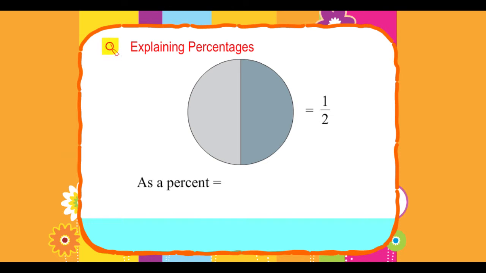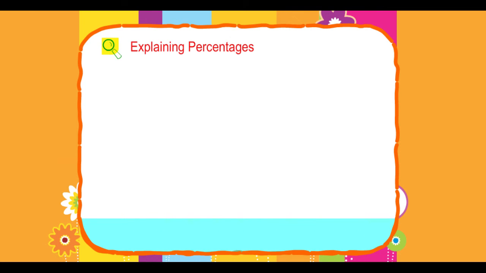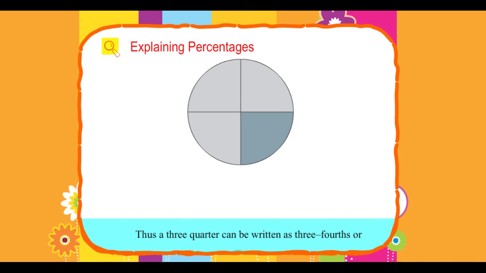As a percent equals 1 upon 2 into 50 upon 50 equals 50 upon 100 equals 50%. As a decimal equals 0.5. Thus, 3/4 can be written as 3 upon 4 equals 3 upon 4 into 25 upon 25 equals 75 upon 100 equals 75% equals 0.75.